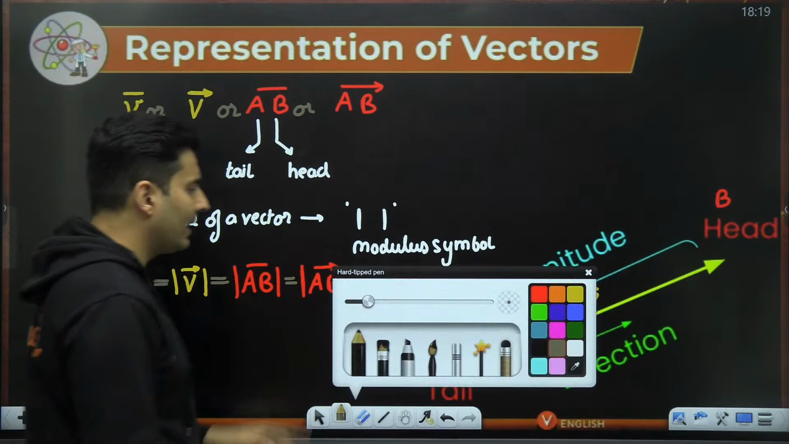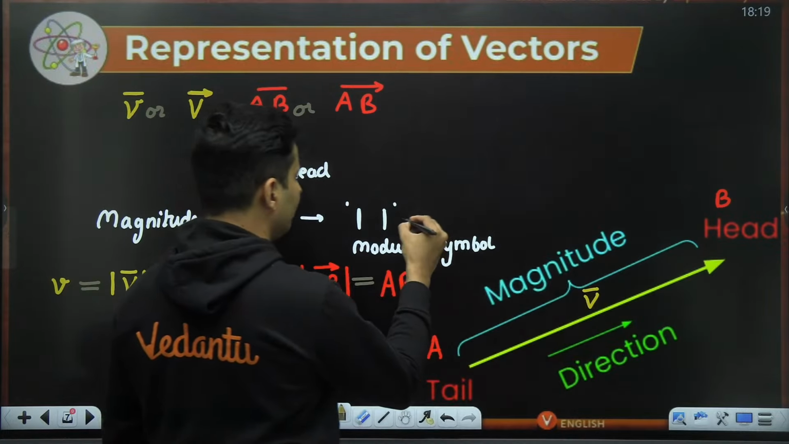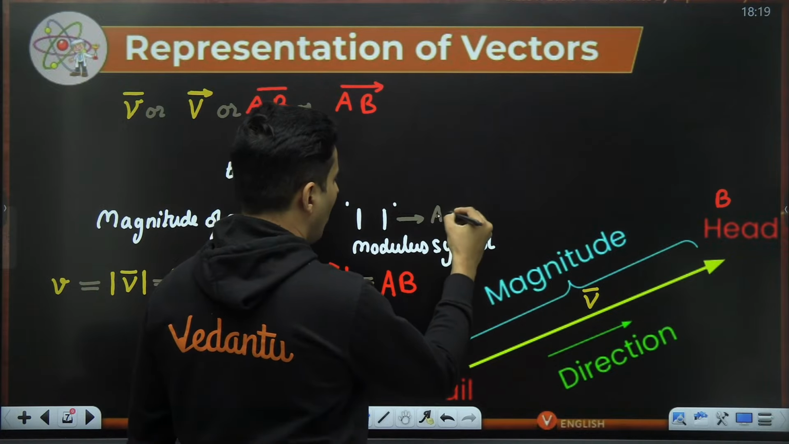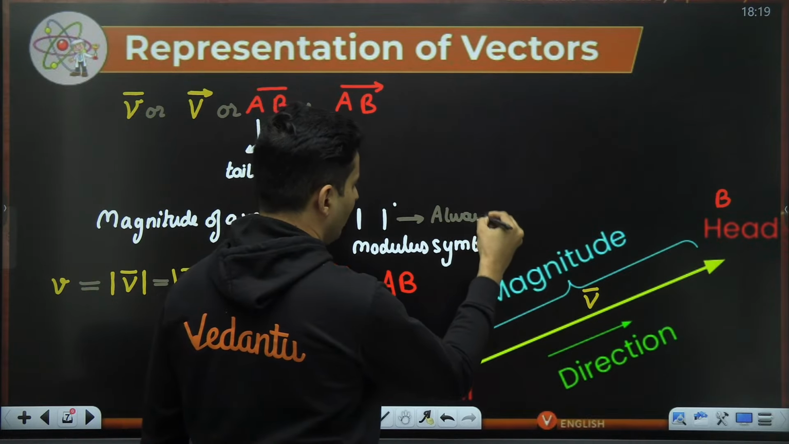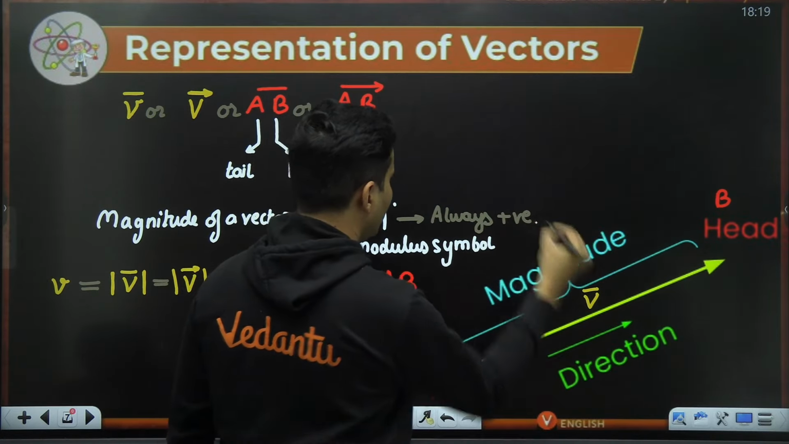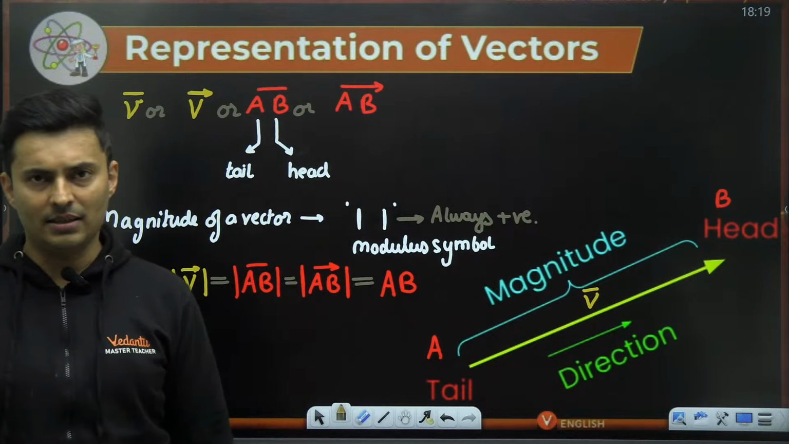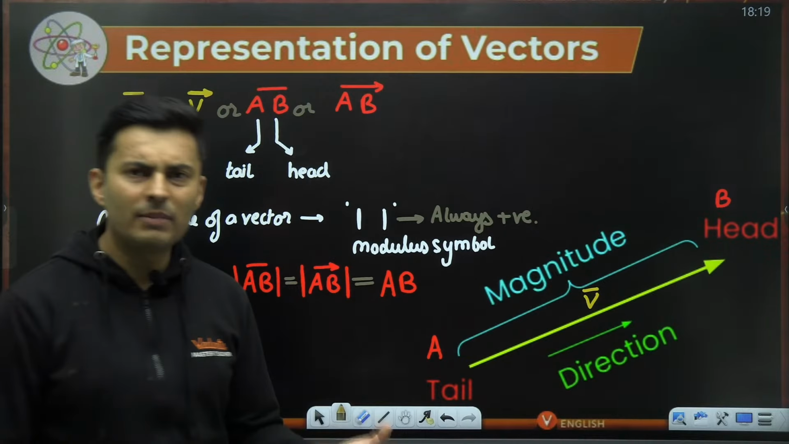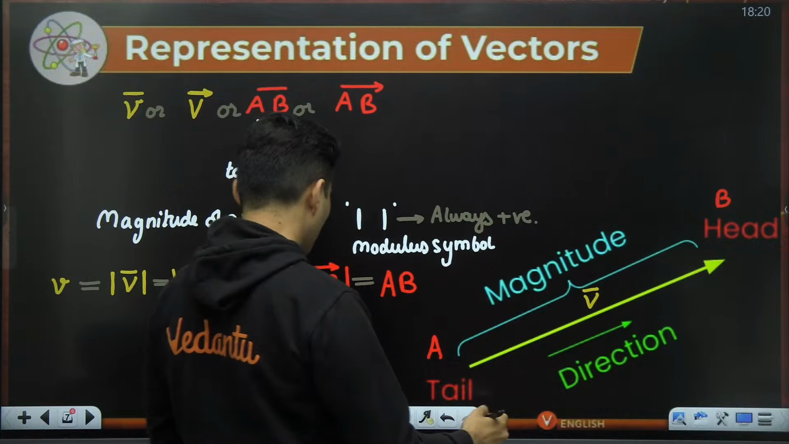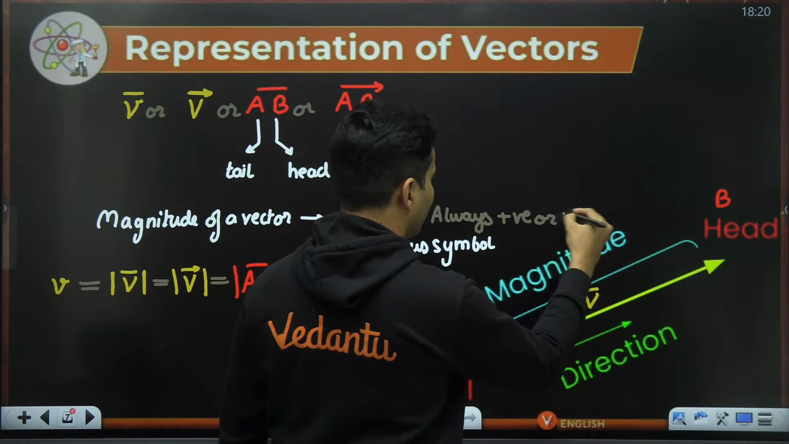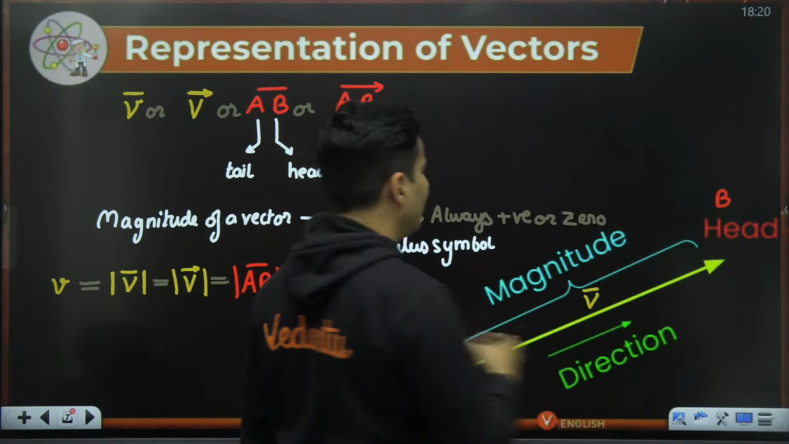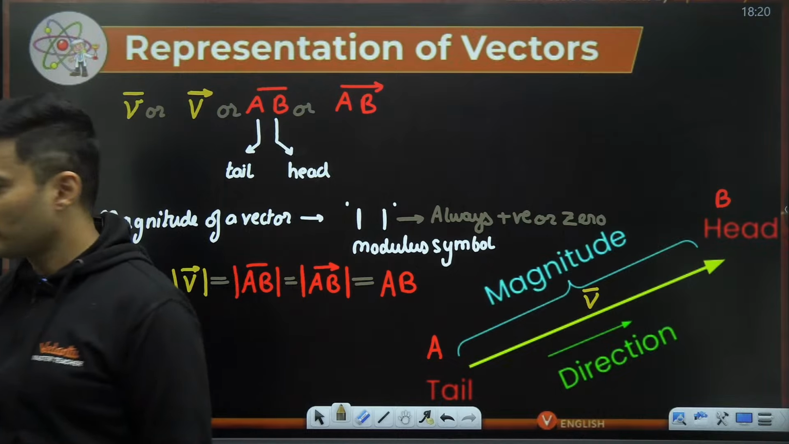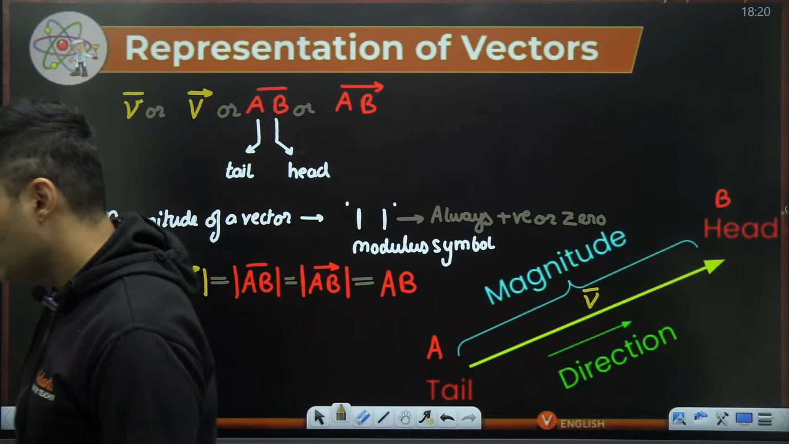And magnitude of a vector will always be positive. Yes, it will always be positive in number. Makes sense. At minimum, it can be 0, but definitely not negative. So always positive or 0, but it can never ever be negative. 0 is also possible. All right.